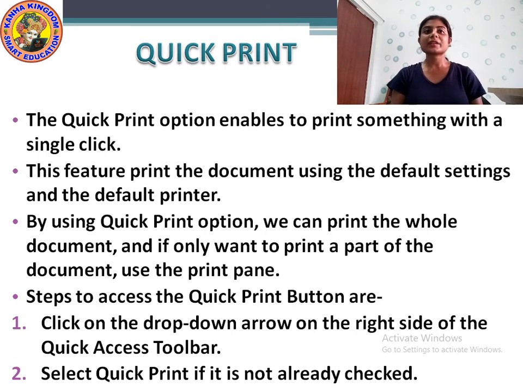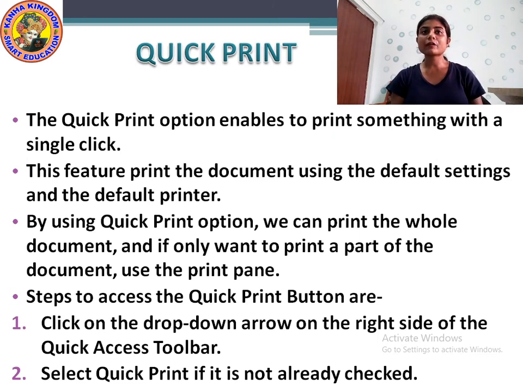This feature prints the document using the default setting and the default printer. And how does it print? This prints the document using the default setting and the default printer, the printer that you have connected with your computer. Then by using the quick print option, we can print the whole document that we have made.